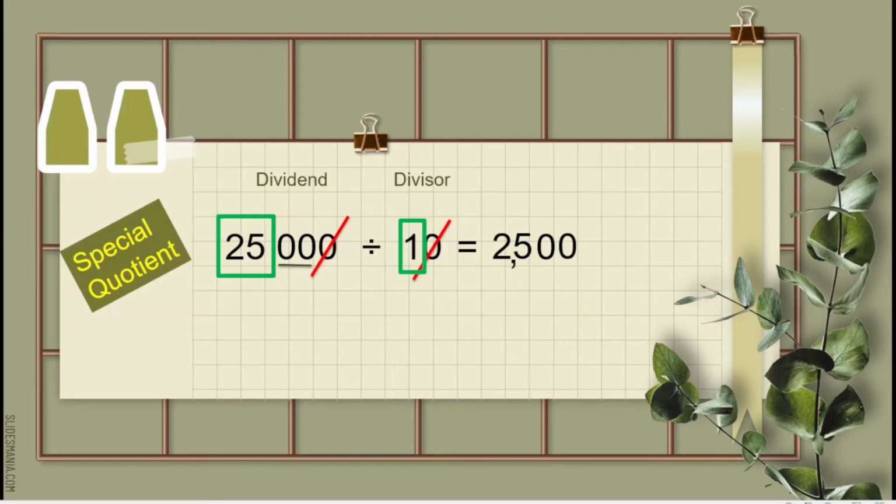So the answer to our problem is 2,500 seedlings will each of the schools receive in Zamboanga City.